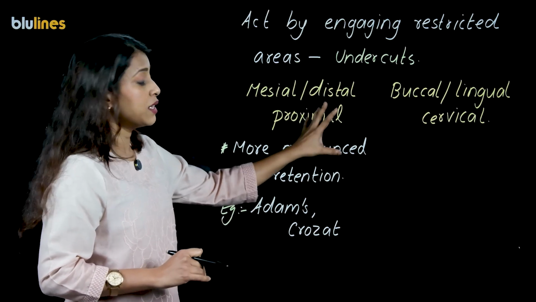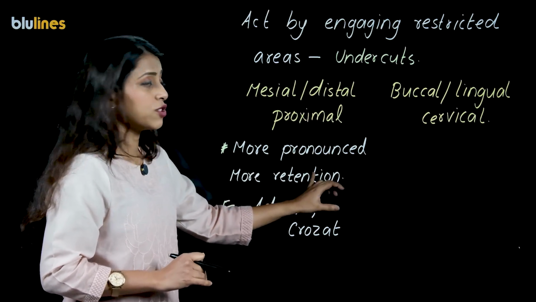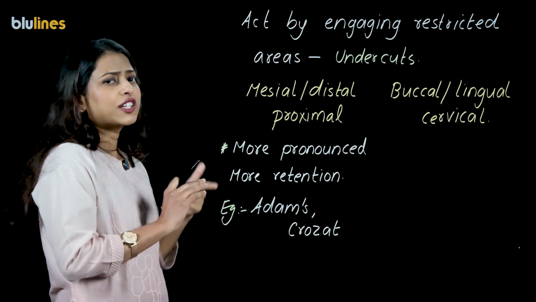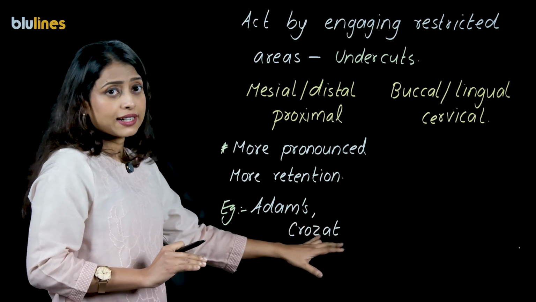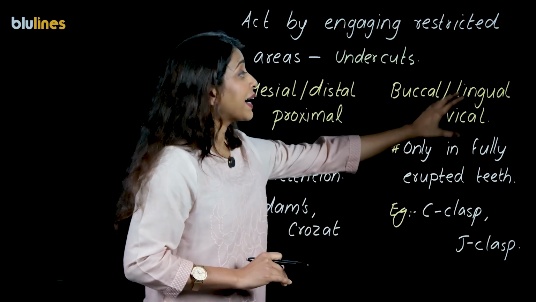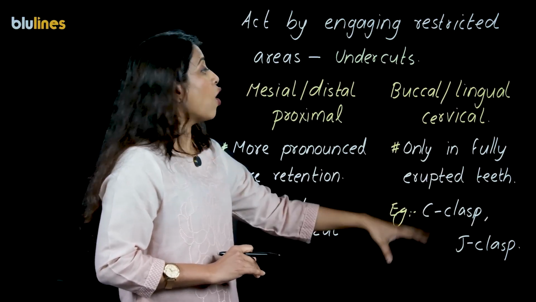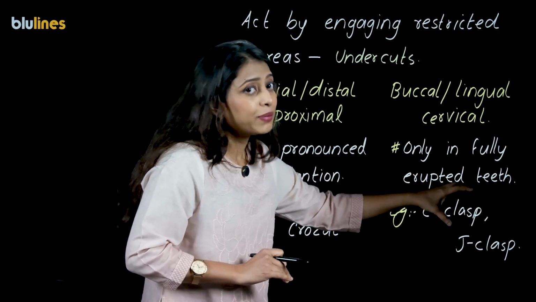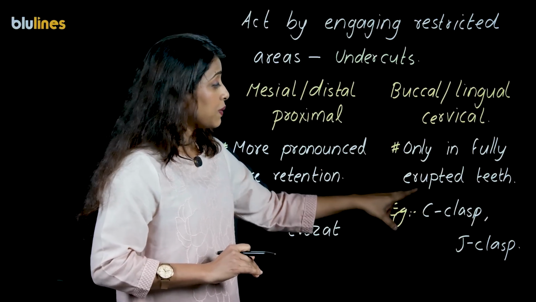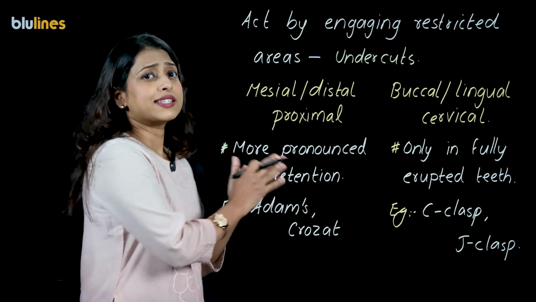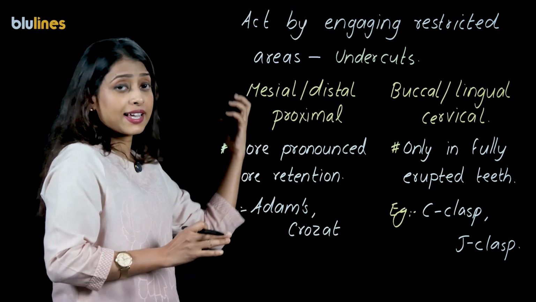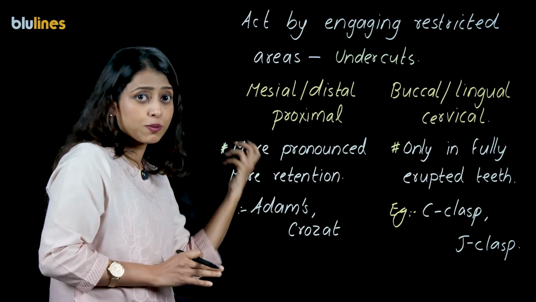The mesial or distal proximal undercuts are more pronounced, hence more retention. So, the clasps engaging in these regions are the Adams clasp and the Crozat clasp. The buccal and lingual cervical undercuts are only present in fully erupted teeth. Hence, the clasps engaging these areas are the C-clasp and J-clasp, and this doesn't offer as much retention as in the case of the clasps engaging the proximal undercuts.